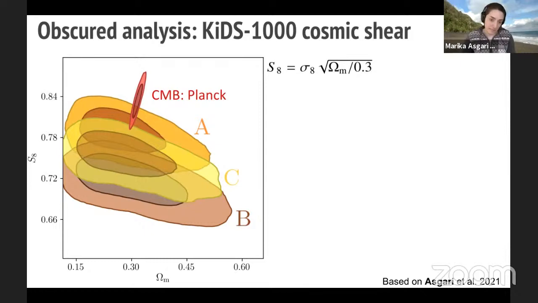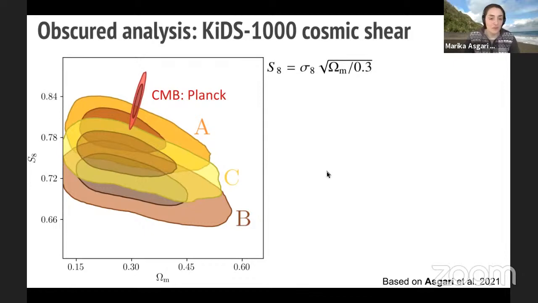Omega m is the matter density parameter, and S8 is the parameter that characterizes the amplitude of the lensing signal. So higher S8, more lensing from the same matter, from the same model. And so what you see here is the CMB Planck contours, in red, and the 3 blinded contours here. One of them is the truth, the other 2 are fake, but we don't know which one it is. And we're doing an unblinding party to find out which one it is.